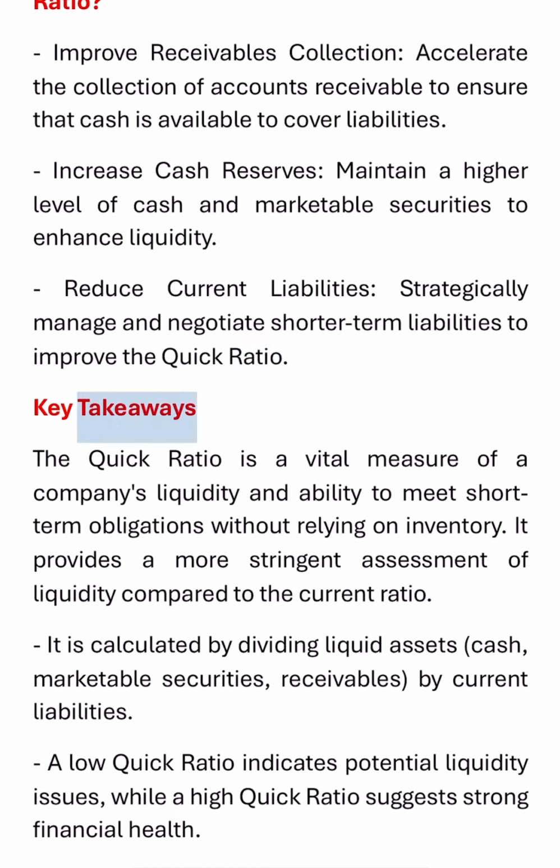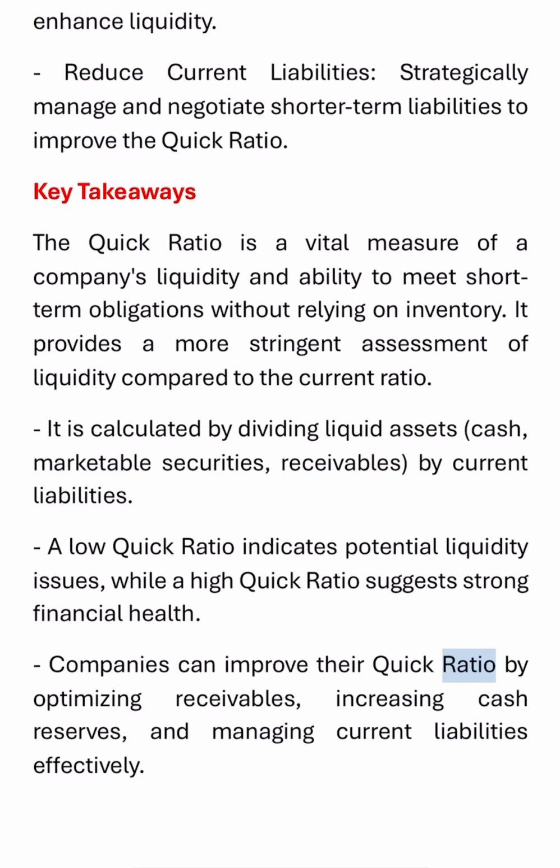Key takeaways. The quick ratio is a vital measure of a company's liquidity and ability to meet short-term obligations without relying on inventory. It provides a more stringent assessment of liquidity compared to the current ratio. It is calculated by dividing liquid assets (cash, marketable securities, receivables) by current liabilities. A low quick ratio indicates potential liquidity issues, while a high quick ratio suggests strong financial health. Companies can improve their quick ratio by optimizing receivables, increasing cash reserves, and managing current liabilities effectively.